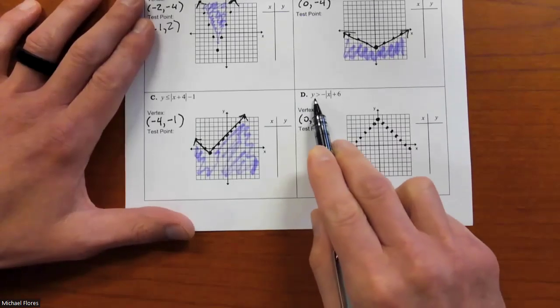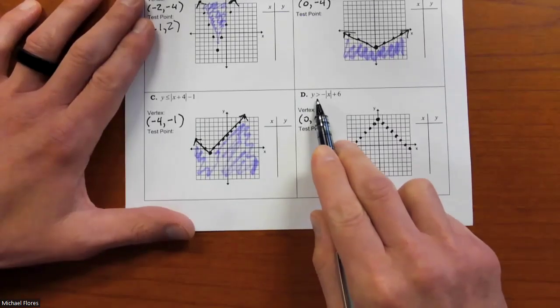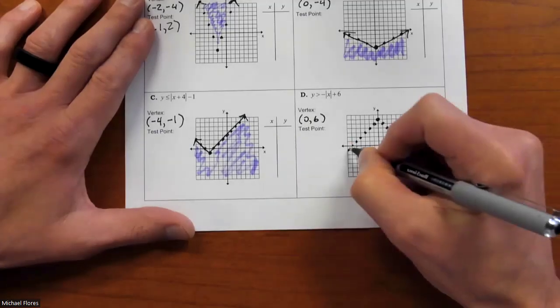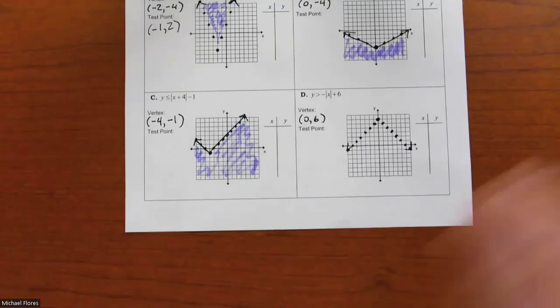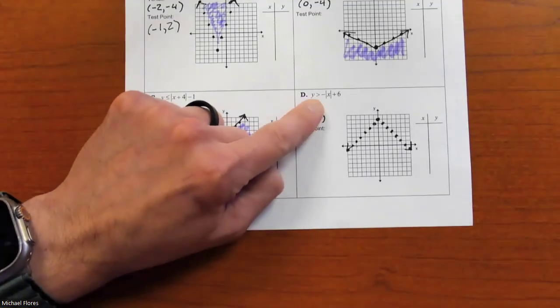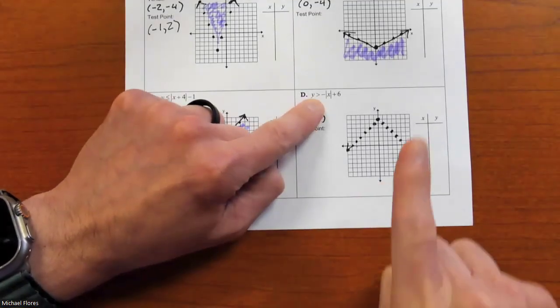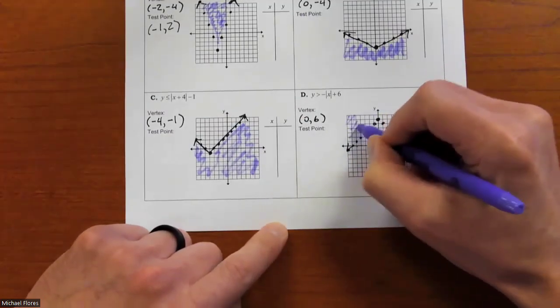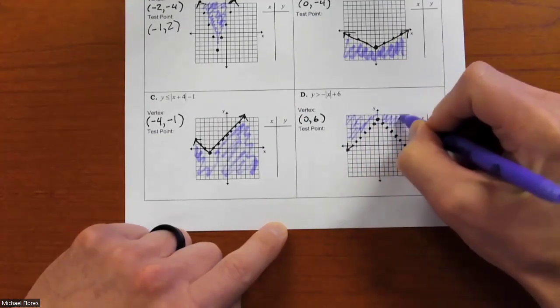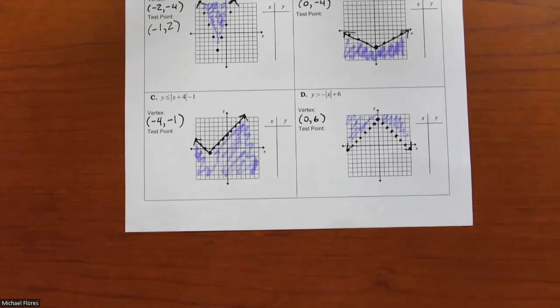Do we need to connect these dots? No, not an equal to statement. So just leave them like that if you want to. And for our shading, this is a greater than, and all the values where y is getting bigger is that way. So we want to shade above those dots. Good job, Algebra 2.